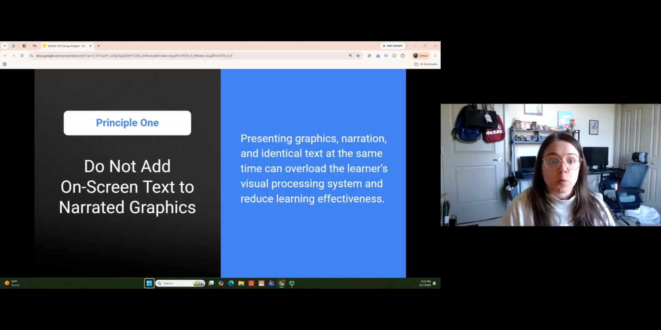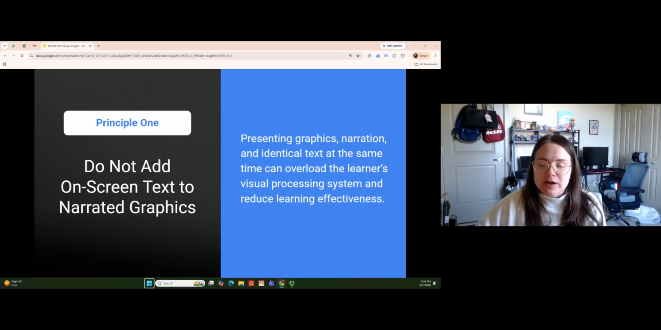Let's start with Principle 1. When learners view a graphic while listening to narration, they process information through both visual and auditory channels. Therefore, when graphics are already being explained through audio narration, we should avoid displaying the same words as on-screen text. Adding the exact same words as on-screen text forces learners to divide their attention between reading and listening, which can create unnecessary cognitive load.